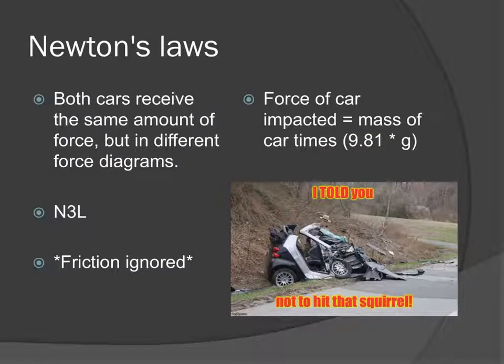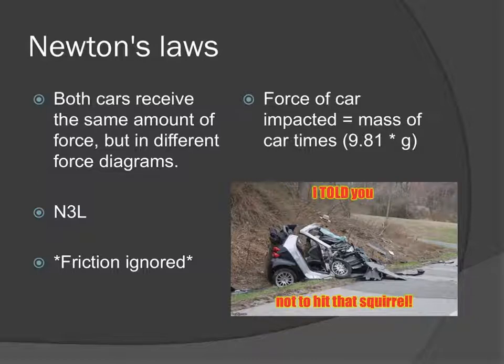Newton's third law states that for every action there is an equal and opposite reaction. For example, if a smart car T-bones a large Jeep Wrangler while both are traveling at the same velocity, both vehicles experience the same amount of force, but in opposite directions. The force of the smart car on the Jeep and the force of the Jeep on the smart car are found in separate force diagrams and are a Newton's third law pair.